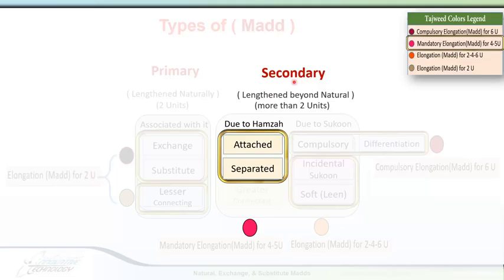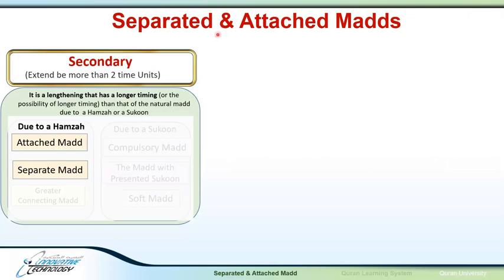Now in this lesson, we're going to concentrate only on the attached and the separated mads caused by the hamza among the types of secondary mad. And both mads are given the color bright red in Mus'haf al-Tajweed. So the separated and attached mads are types of secondary mad that are extended more than 2 units, and they are both due to hamza.